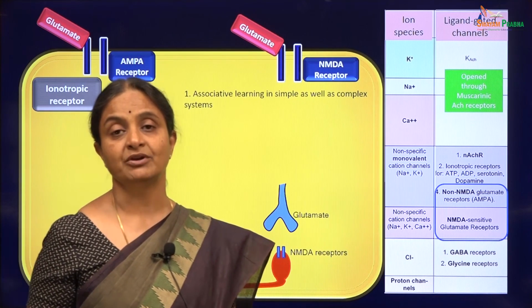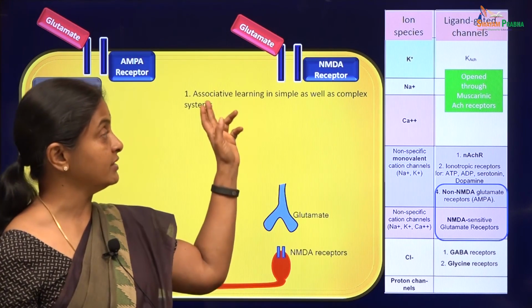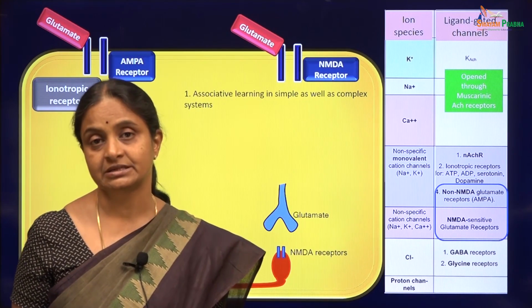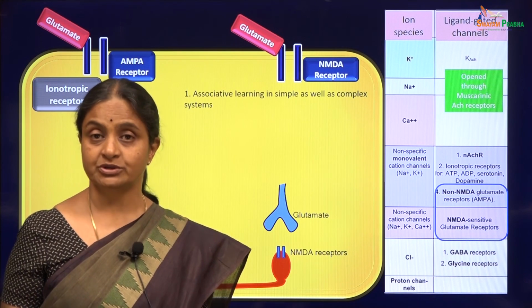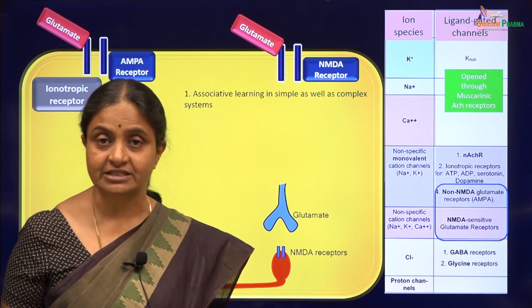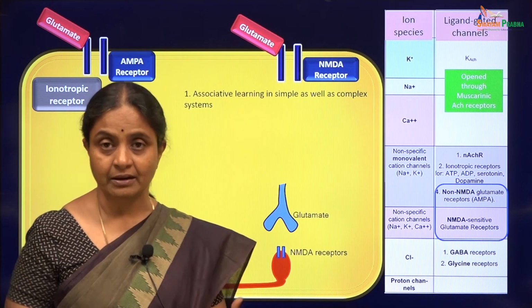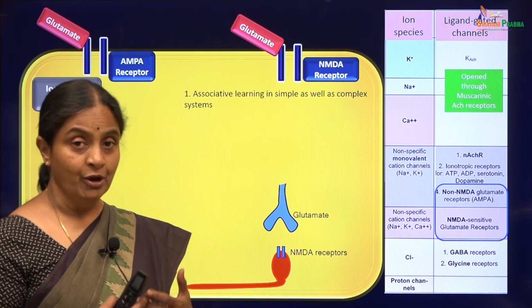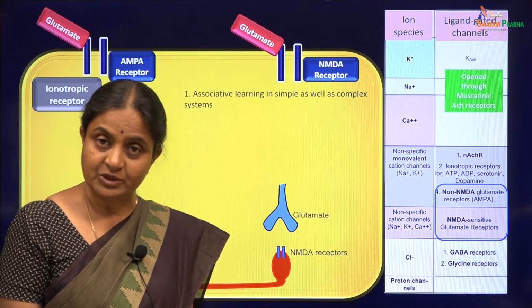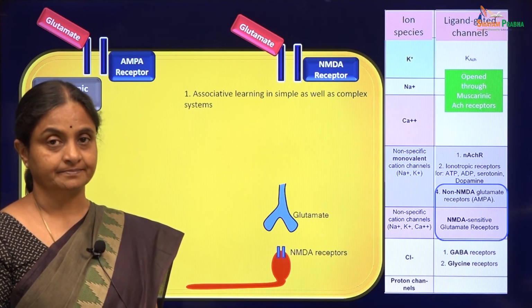That is a good example of associative learning, and that kind of associative learning requires NMDA receptors. Not all learning. They say non-associative learning is not affected when you block NMDA receptors with NMDA in simple experimental systems, whereas blockade of NMDA receptors with NMDA will block associative learning.